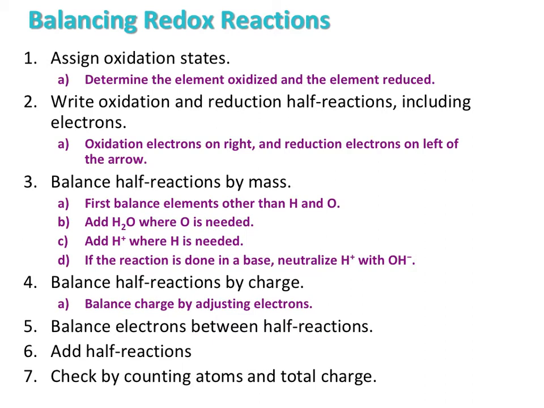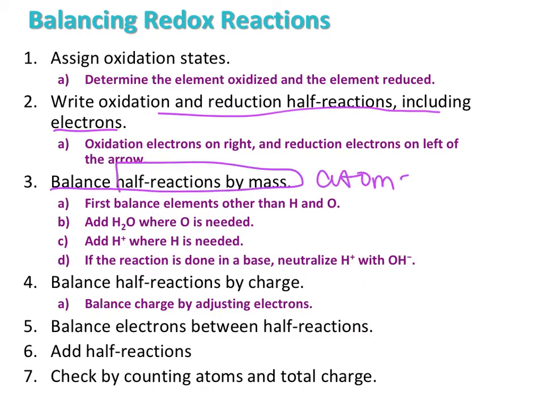After that, we write our half reactions, including our electrons. Balance first the atoms, so by mass we mean the atoms, and then half reactions by charge, so the electrons. So those are the major portions. First the atoms, then the electrons, and then we add it all together. We check everything one last time, and that's basically it for balancing these reactions.